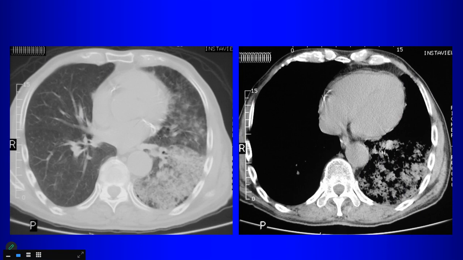Chronic infiltrative neoplasm, airspace disease in the lungs? You have air bronchograms, what neoplasm? Lymphoma, sure. Especially non-Hodgkin's lymphoma, so that can also present as chronic airspace disease, although that's pretty rare.